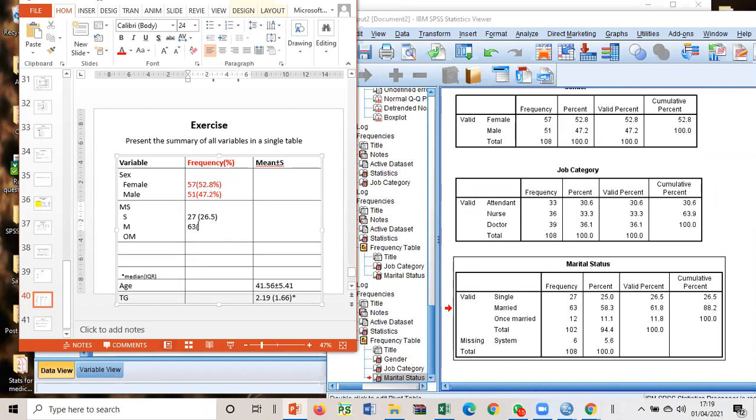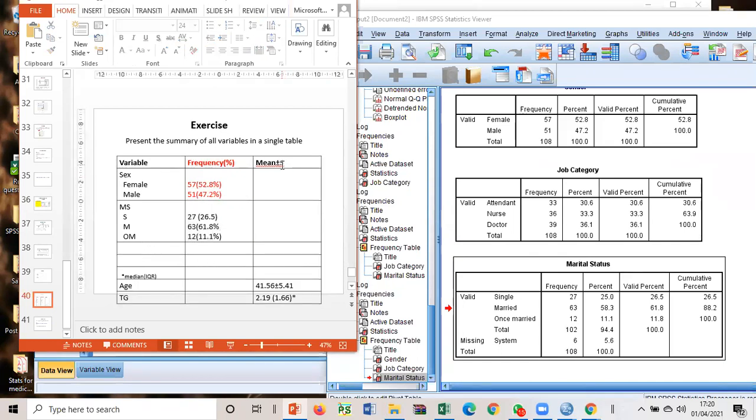63. 12. 63 is much. 61.8%. And the last one, 12. How many percent? 11.8. So when you add this up, you won't get 108, right? You will get 102. So this addition will be different from here. So when you look at this, we know there must be some missing values.